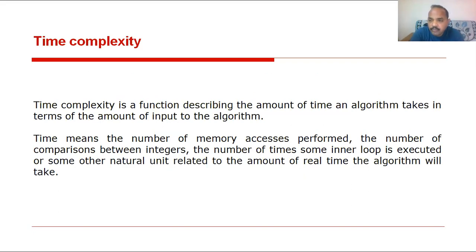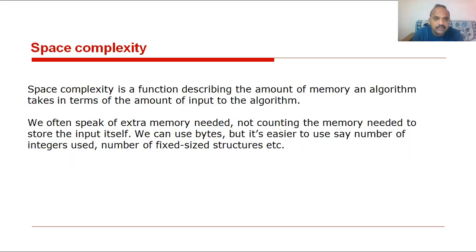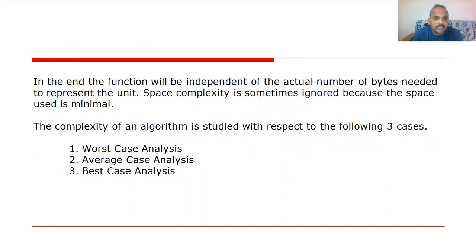What is time complexity? How much time is required to execute the program is known as time complexity. What is space complexity? How much space is used to store the elements in a program is known as space complexity. Then the complexity of an algorithm is studied with respect to three cases. Time complexities are calculated in three ways: the first is worst case, second is average case, and the third is best case.